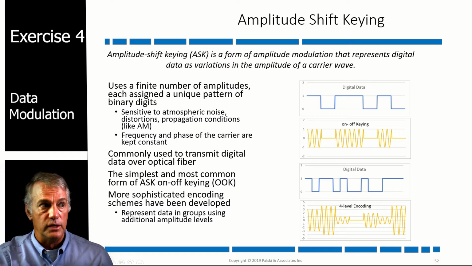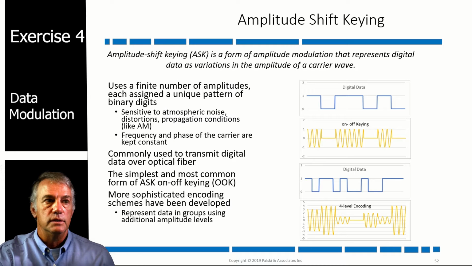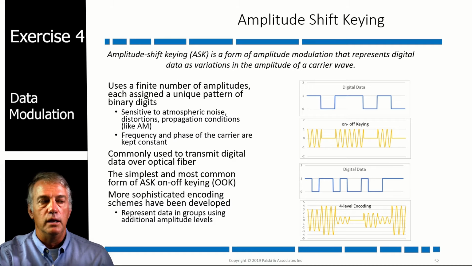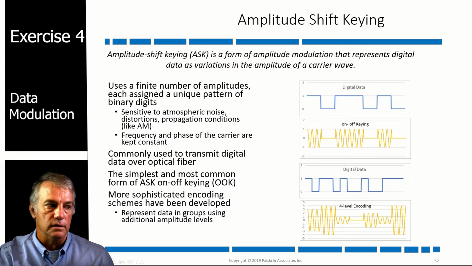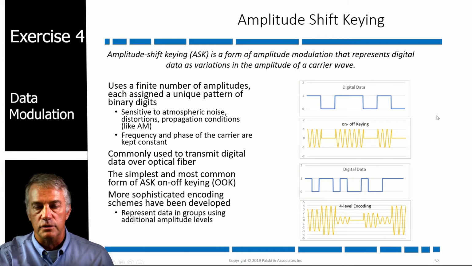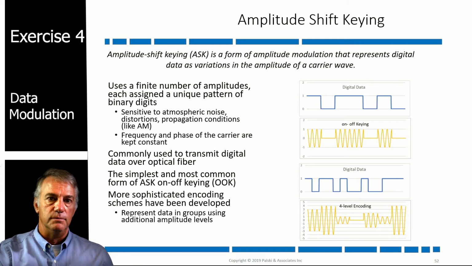Now, amplitude shift keying is a fairly simple form of digital data modulation. It does have its drawbacks, though. Like AM radio, it is very susceptible to atmospheric noise, distortions, and other propagation conditions that will affect the amplitude of the signal. That's why this type of modulation is typically used today only over optical fiber transmission, where you're not susceptible to those types of distortions.